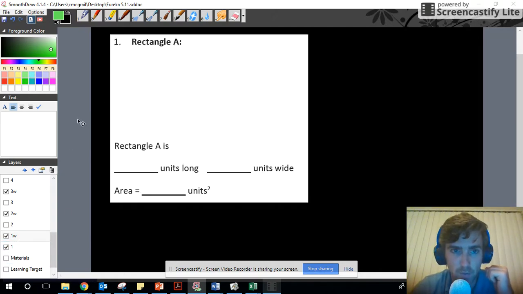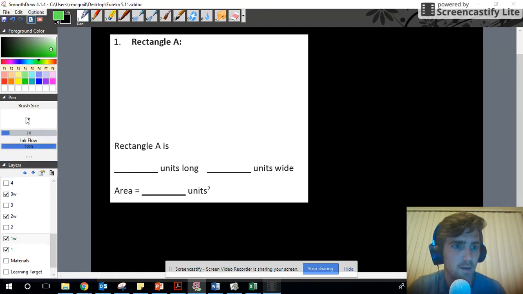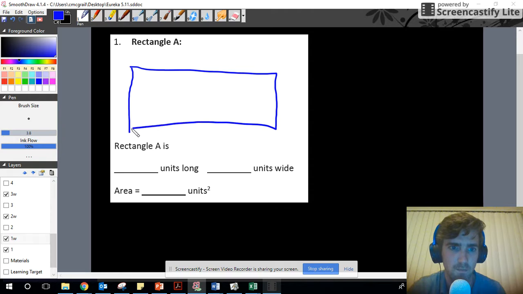In your notebook, you should see problem number 1, rectangle A. You're not going to measure the length and width. I'm just going to go over it with you and give you the length and width. The first dimensions for rectangle A are as follows. Go ahead and draw with me. Let's go with a darker color. Not my best work, but it'll have to do.